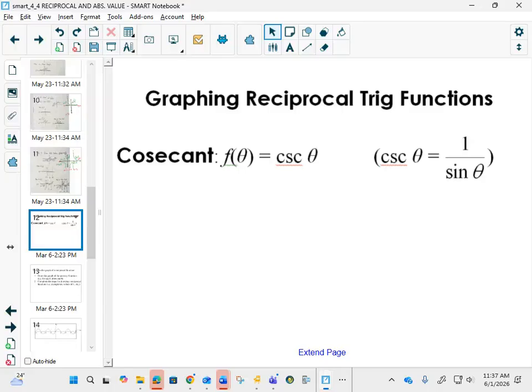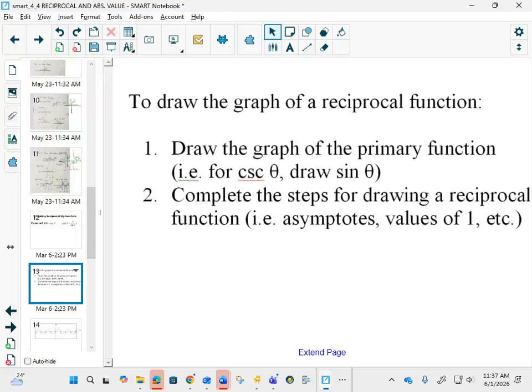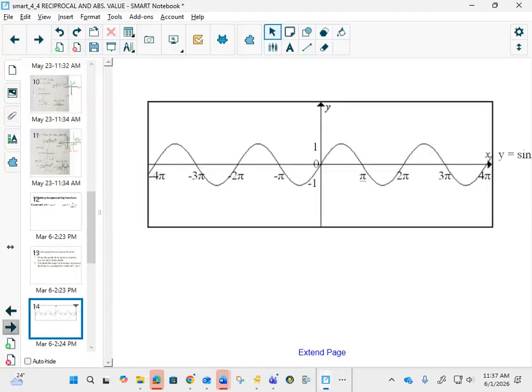So, reviewing our trig unit, you know that cosecant is 1 over sine. So if we wanted to graph cosecant, we could just graph 1 over sine. And graphing 1 over sine, we just draw sine first, and then do all the steps for reciprocals. So here's our graph of sine.